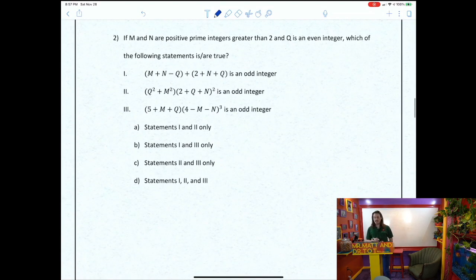Question number 2 asks, if m and n are positive prime integers greater than 2, and q is an even integer, which of the following statements is or are true? Statement 1 says the quantity m plus n minus q, quantity plus the quantity 2 plus n plus q is an odd integer. Statement 2 says the quantity q squared plus m squared, quantity times the quantity 2 plus q plus n, quantity squared, is an odd integer. And statement 3 says the quantity 5 plus m plus q times the quantity 4 minus m minus n, quantity cubed, is an odd integer. So take a few moments and solve that problem, please.